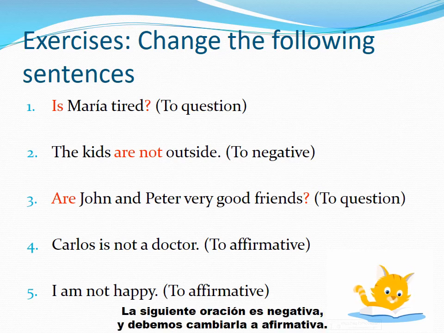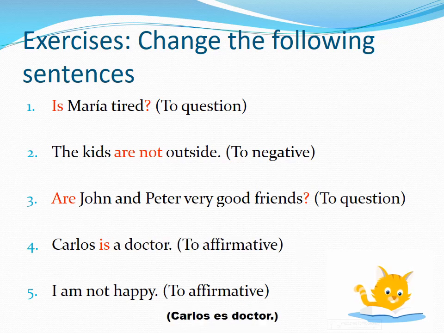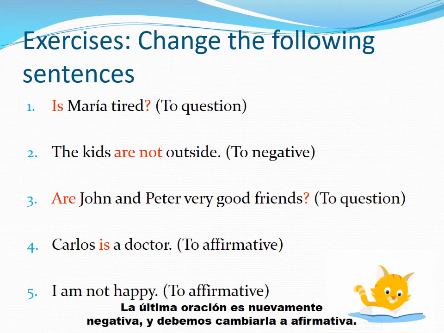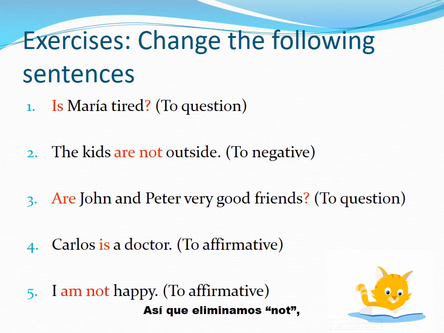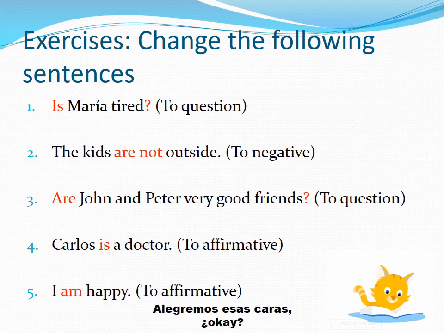Next sentence is negative, and we need to change it into affirmative. So we must simply remove not. Carlos is a doctor. Repeat. Carlos is a doctor. Last sentence is again negative, and we need to change it into affirmative. So we remove not, and we get I am happy. Let's turn those frowns upside down, alright?